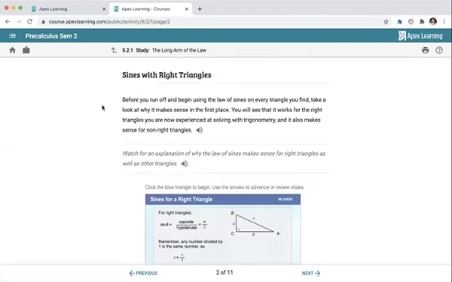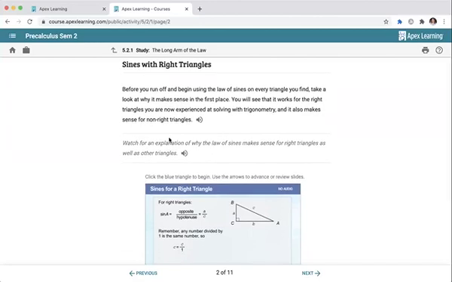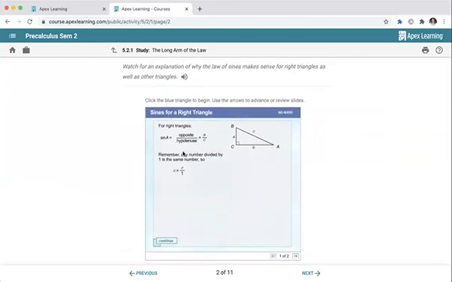All right. So we'll take a look at why it makes sense in the first place. Looking at a right triangle, we have sine is equal to the opposite over the hypotenuse, right? So a over c. And remember, any number divided by 1 is the same number. So if we have c divided by 1, that gives us a value of c. And we know that sine of 90, if this is 90 degrees, is 1. We know sine of 90 is 1.